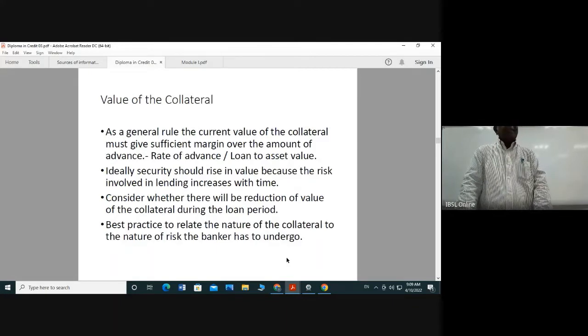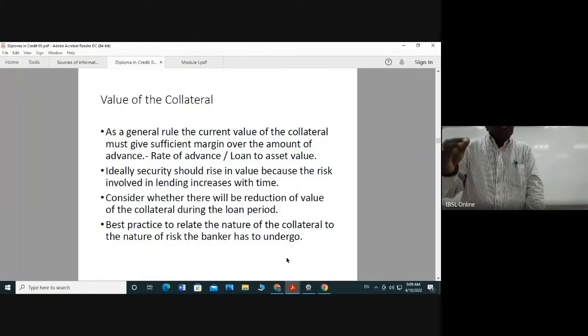Then the value of the collateral. As a general rule, the current value of the collateral must give sufficient margin over the amount of the advance. We call it rate of advance or loan to asset value. In the case of leasing, we use the term loan to asset value. That is, if the property value is say about 100 million, the bank has a rate of advance, generally 50% of the value of the collateral. What value? The forced sale value of the collateral. That is the rate of advance.